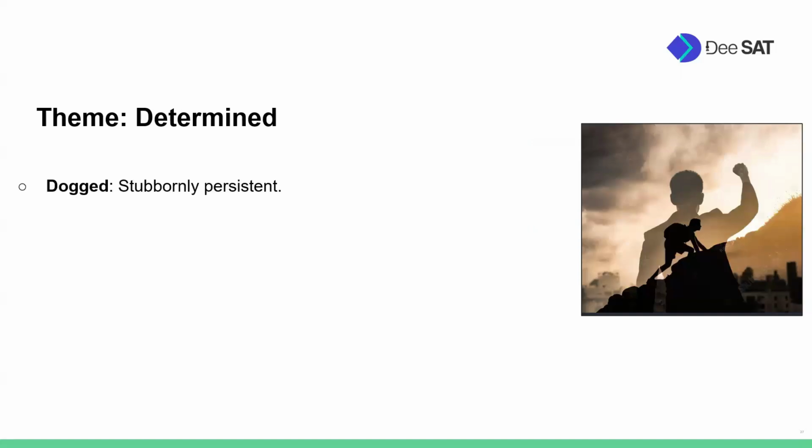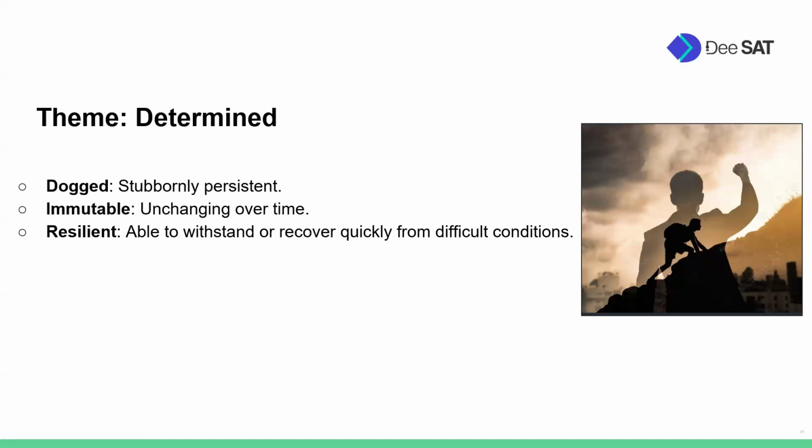Determined. Yes, I am going to get this done. Dogged. Dogged means someone who is stubbornly persistent. Immutable. We came across this word a couple of slides back as well, where we understood this as a synonym to conventional, which means a person who is not ready to move ahead in time. The person who sticks to the previous values or previous principles. Immutable means a person or a situation that is unchanging over time.